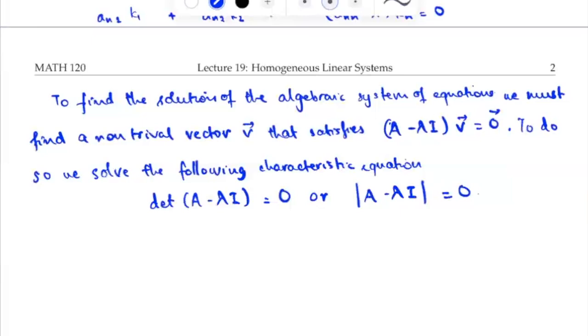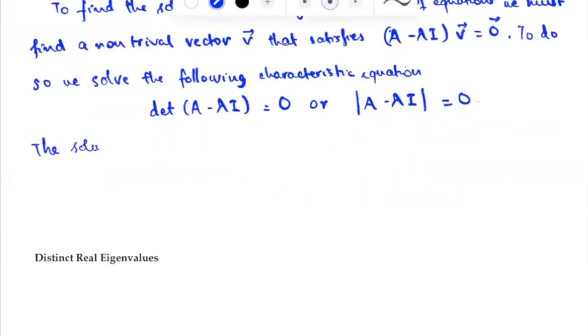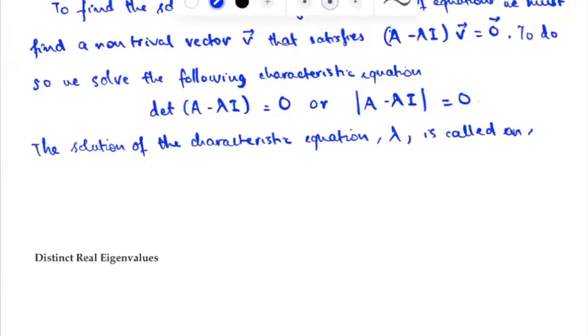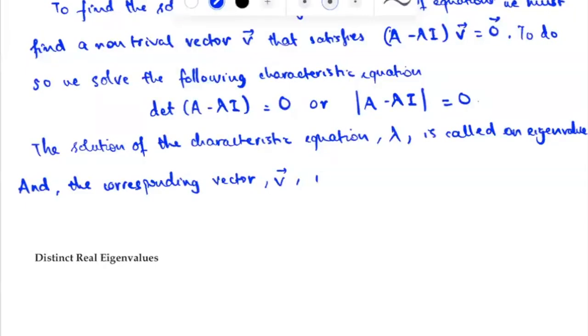That's going to be a polynomial equation. And the values that you get, the value lambda that you get, is called the eigenvalue. And the corresponding vector from the eigenvalue is called the eigenvector. So the solutions lambda of the characteristic equation are called eigenvalues, and the corresponding vector v is called an eigenvector.